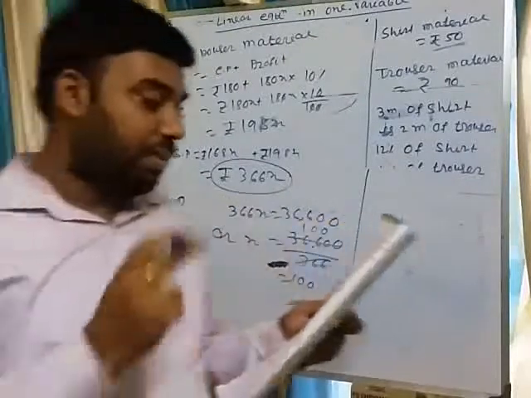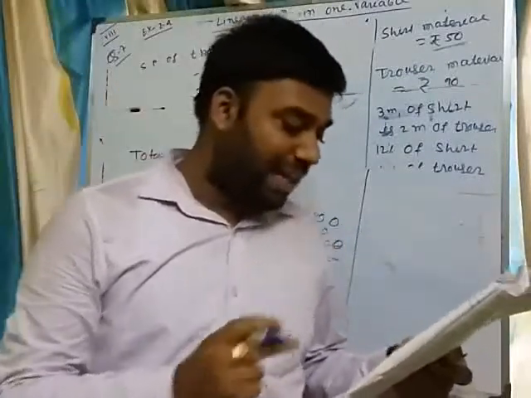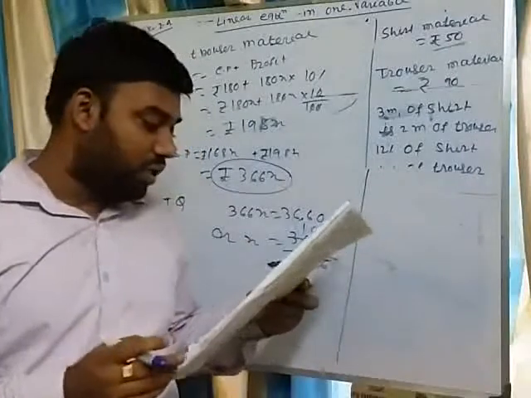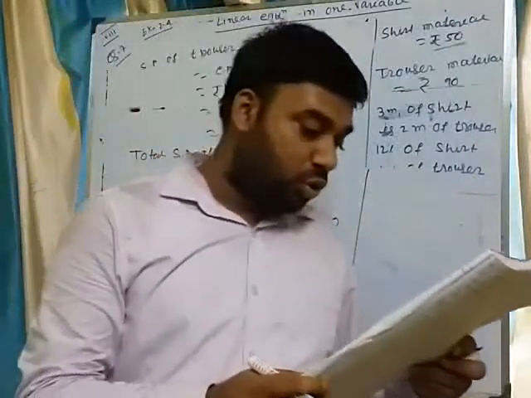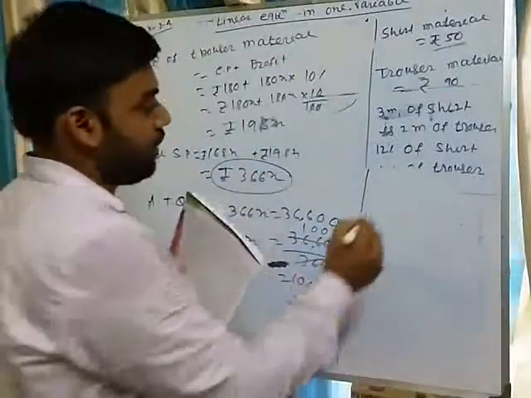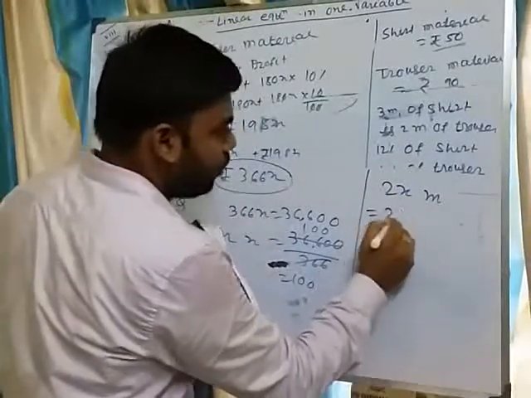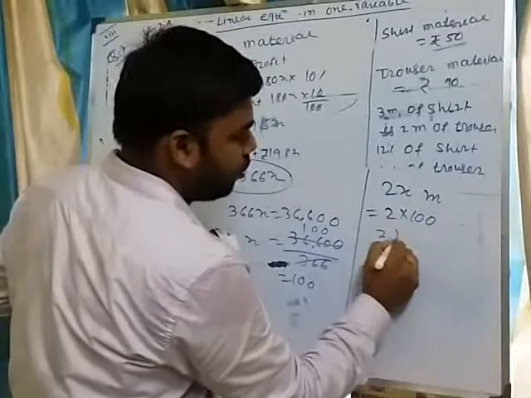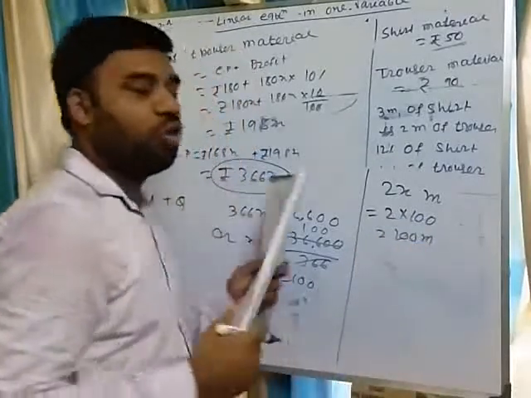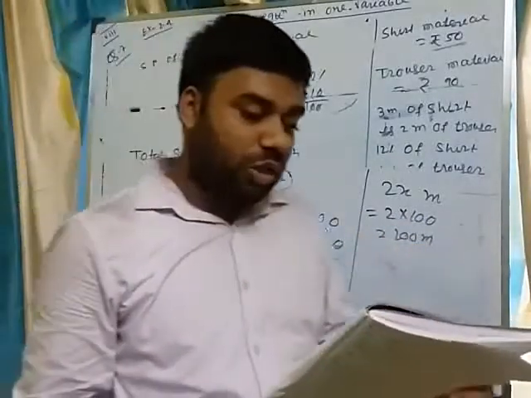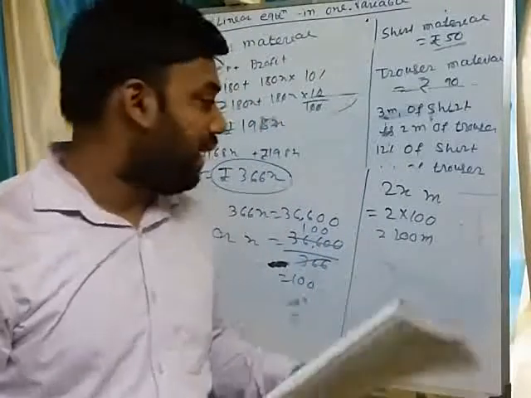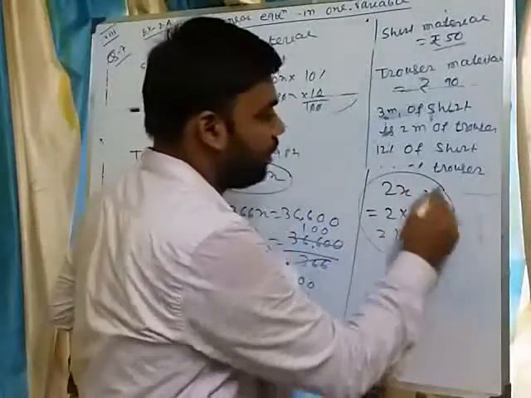We have to find how much trouser he bought. At the beginning of the question, we took the trouser material he bought as 2x meter, that is 2 into 100, that is 200 meter. So 200 meter of trouser material he bought. That is the answer of this question.